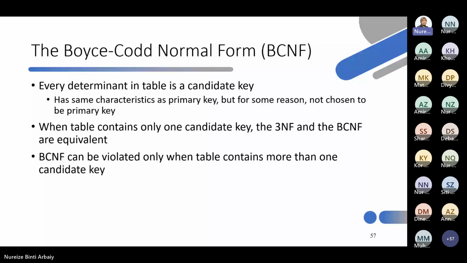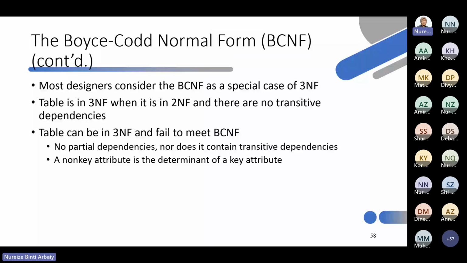Okay. This situation is Boyce-Codd normal form, BCNF. Every determinant in the table is a candidate key, which has the same characteristic as a primary key but for some reason was not chosen to be the primary key. So when a table contains only one candidate key, 3NF and BCNF are equivalent. BCNF can be violated only when tables contain more than one candidate key. So most designers consider BCNF a special case of third normal form.